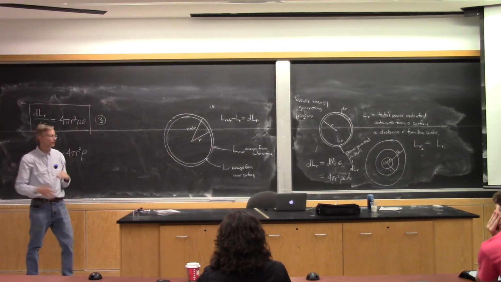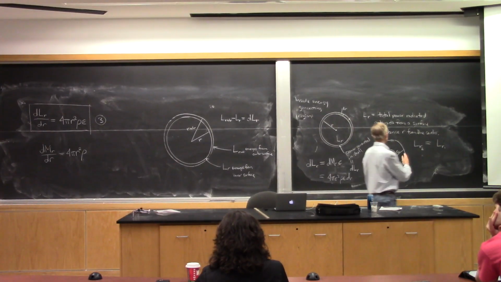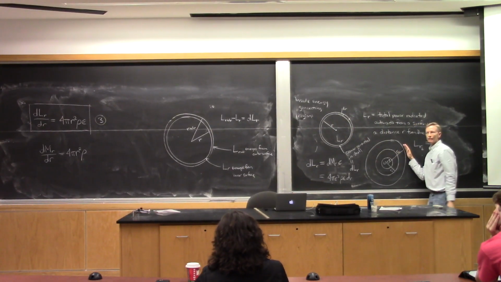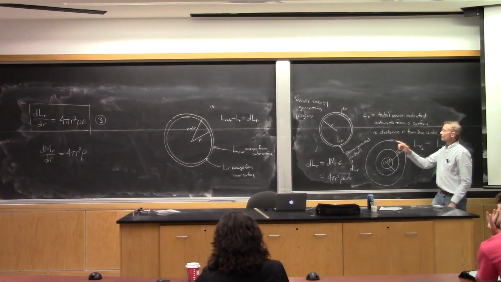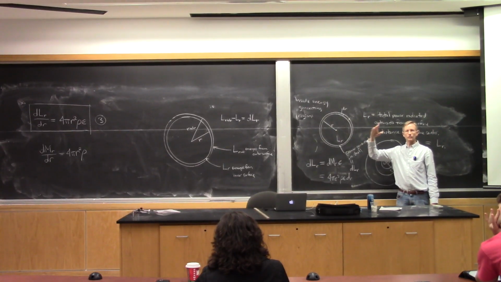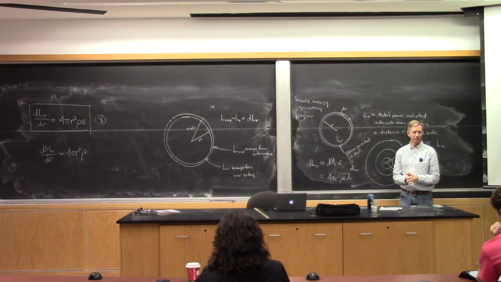L of R stays constant if there's no energy generation, because there has to be just as much energy flowing out of every shell as is flowing into it. But in the core, that's not true anymore, because you're actually generating energy, and so as you move out, you're adding more and more luminosity as you go.